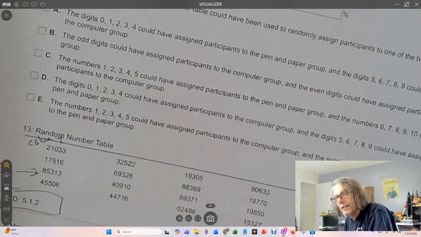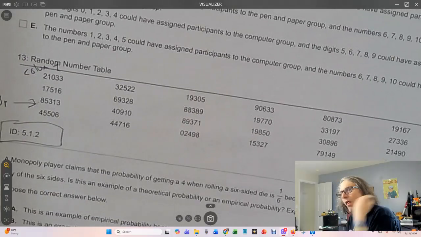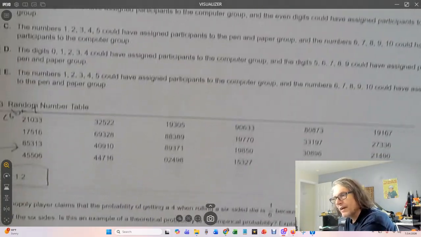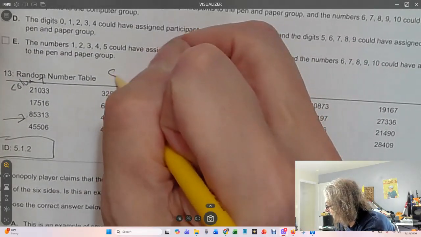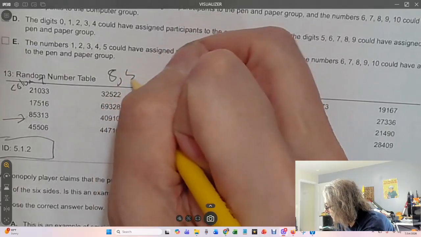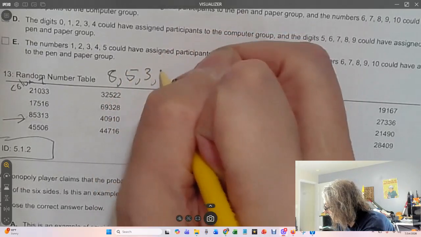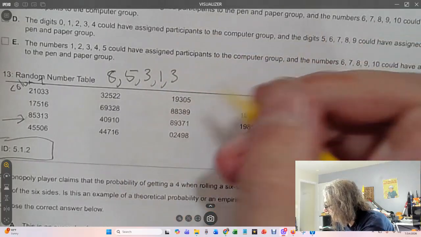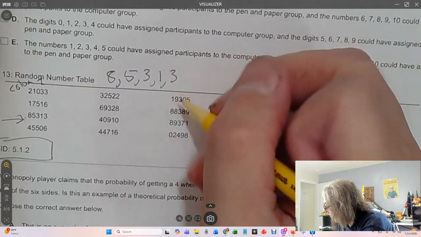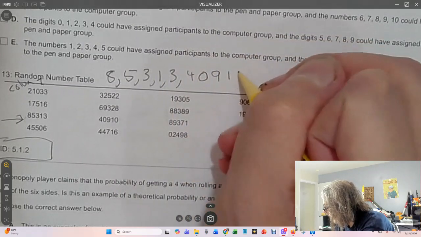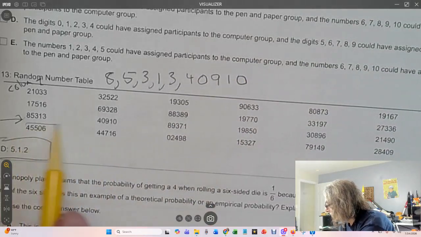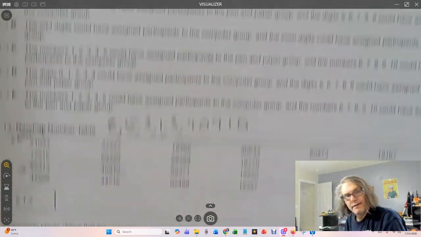We would go down here, and I'm just going to write them right here. And then I'll put them into the boxes. So we would have an 8. We would have a 5. We would have a 3. We'd have a 1. We'd have a 3. That's 5. So now we would go 4, 0, 9, 1, 0. As you can see, I just drew from these right here. All right.